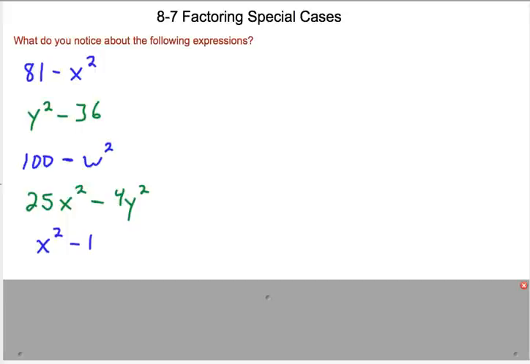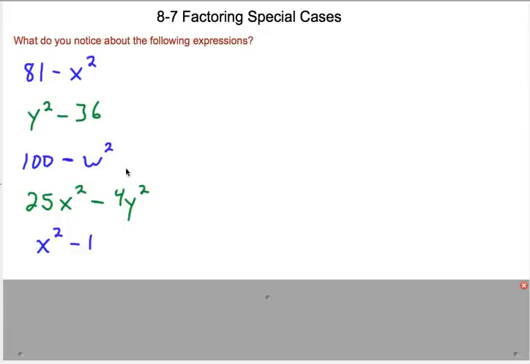So let's start by taking a look at these five expressions here. Take a moment and pause the video and see what you notice about the following expressions. Okay, some things that you may have noticed is they all contain subtraction, and they also contain square numbers. So 81, 36, 100, 25, 4, and 1. And all the letters are squared, x squared, y squared, w squared, and so on.